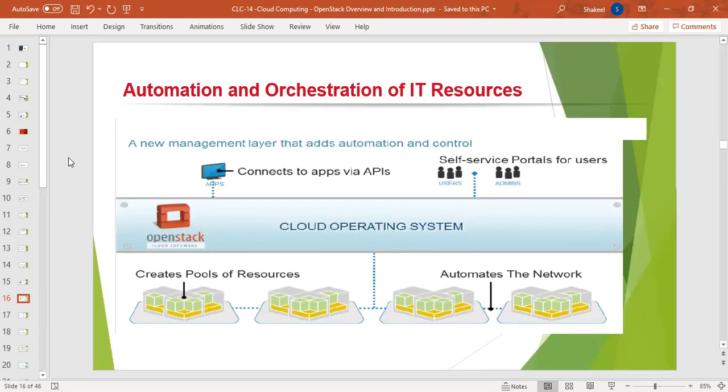Automation and orchestration of IT resources. This is a new management layer that adds automation and control. It connects to applications via APIs and self-service portals for users. The cloud operating system sits between the self-service portals and the automated networks.